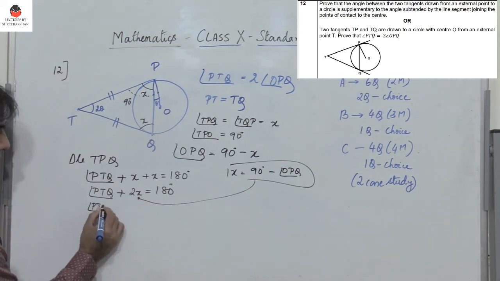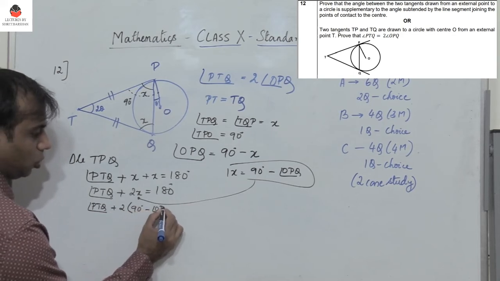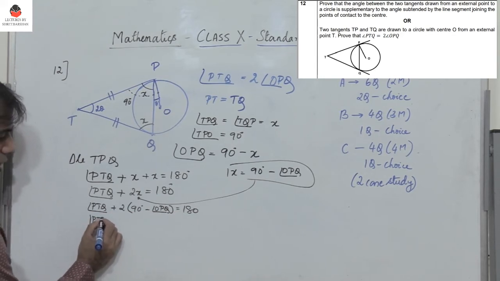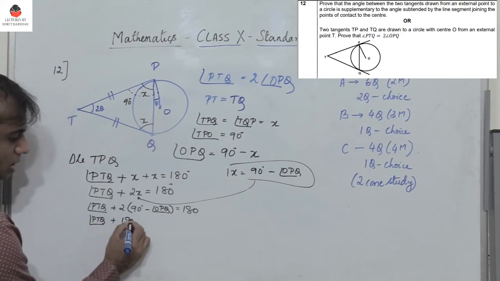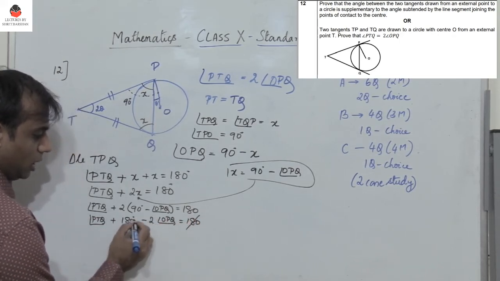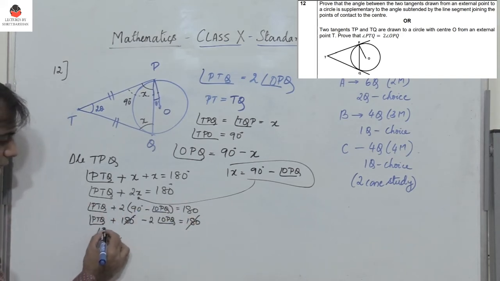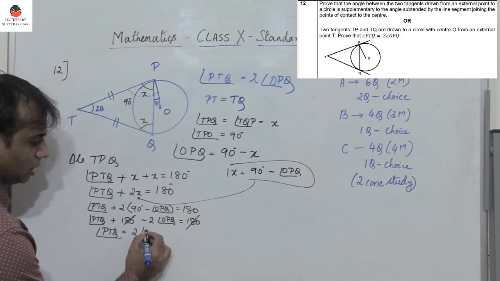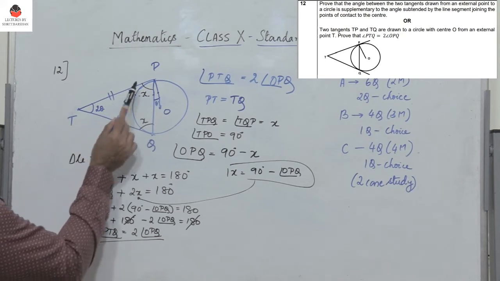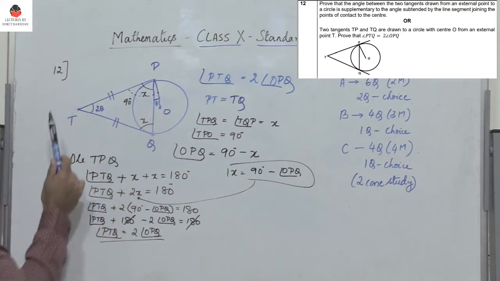So let me put the value of X here. Angle PTQ plus 2 into X, which is 90 minus angle OPQ, equals 180 degrees. So angle PTQ plus 2 into 90 is 180, minus 2 into angle OPQ equals 180 degrees. So 180 gets cancelled. You take minus 2 OPQ to the other side. So you get angle PTQ equals twice angle OPQ. And this is the required result. So we have proved that this angle, that is PTQ, is twice angle OPQ. So if this is theta, this is going to be 2 theta.